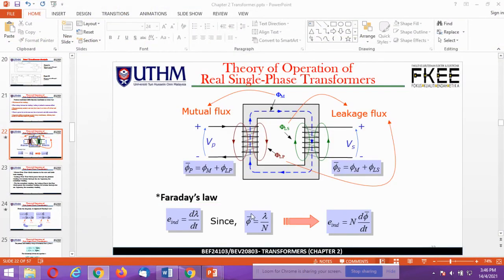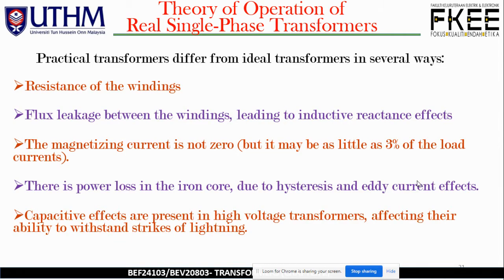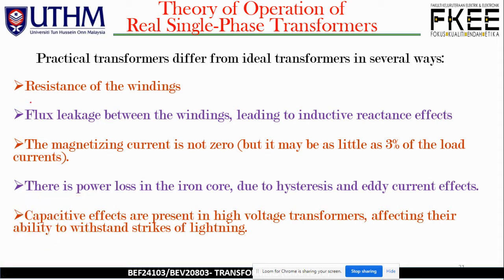So today we will continue with chapter number 2 on the theory of operation of a real single phase transformer. Basically, this is the outline of how the practical transformer differs from the ideal transformer in several ways. First of all, we consider the resistance of the windings, which we represent as R.